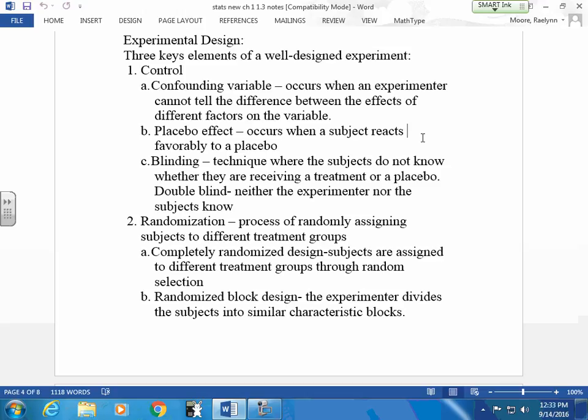Randomization: everything we do is pretty much at random. You have to randomly assign them to different groups. You can't be the one to choose because then you have bias in this. And we're going to talk about how we randomly assign things probably tomorrow. So you're making sure that they're randomly assigned. Sometimes you block them. You divide them into similar characteristics: men, women, heights, ages, similar characteristics, similar blocks.